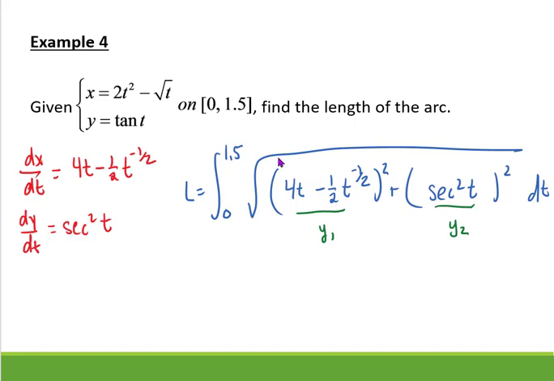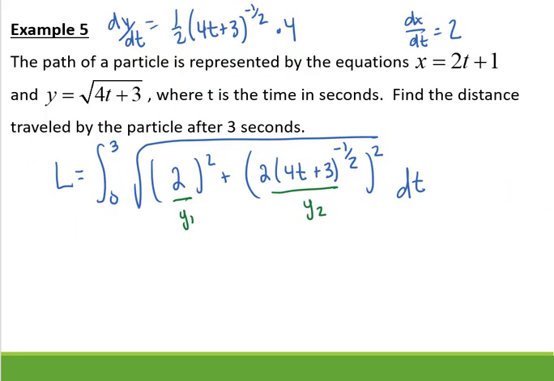Okay. Well, so the answer for this first one should have been 15.413, and then the answer for this one should have been 6.387. Okay, so those are your answers.